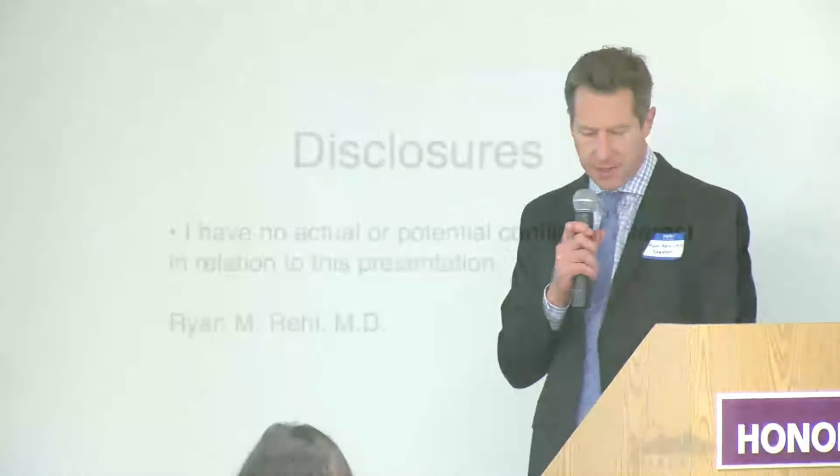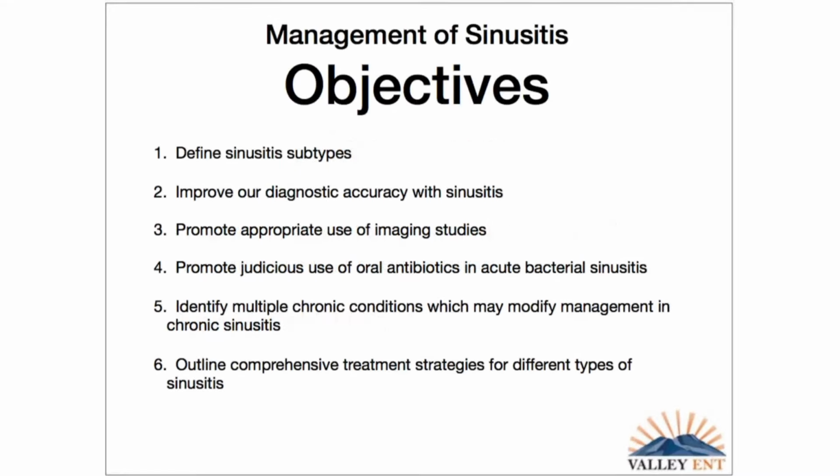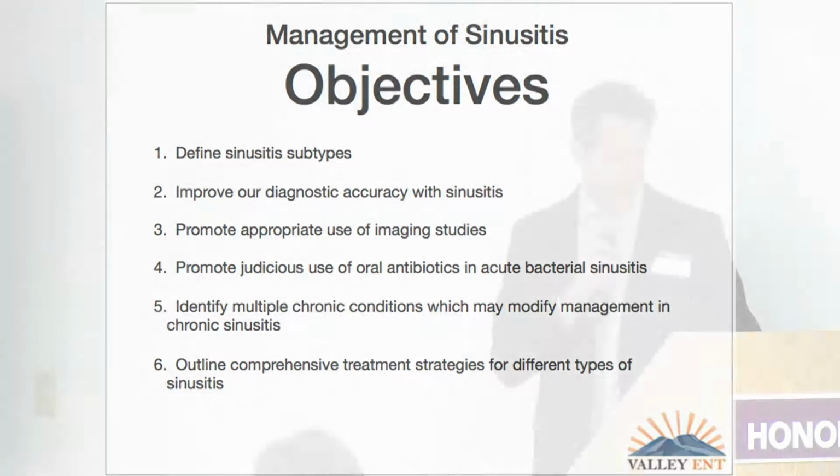We're going to move on and talk about management of sinusitis in the adult patient. So our objectives are to define the sinusitis subtypes. We're going to hope to improve our diagnostic accuracy with sinusitis because there are a lot of disorders that can mimic sinusitis. Promote appropriate use of imaging studies. Promote judicious use of oral antibiotics in acute bacterial sinusitis in this day and age of antimicrobial resistance to antibiotics. We're going to hopefully identify multiple chronic conditions which may modify management in chronic sinusitis and outline comprehensive treatment strategies for different types of sinusitis.